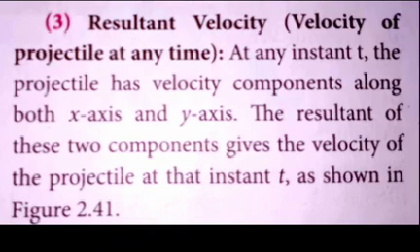Next we are going to discuss the resultant velocity, which means the velocity of the projectile at any time. During projectile motion, we calculate the speed at which the object hits the ground, which is known as resultant velocity. Now you see, at any instant t, the projectile has velocity components along both the x-axis and y-axis. During the projectile motion, the object covers both the x-axis direction and y-axis direction. Therefore we have to calculate both velocities, in the x-axis and y-axis, with respect to time. Okay, now look at the diagram, then you can easily understand the resultant velocity.